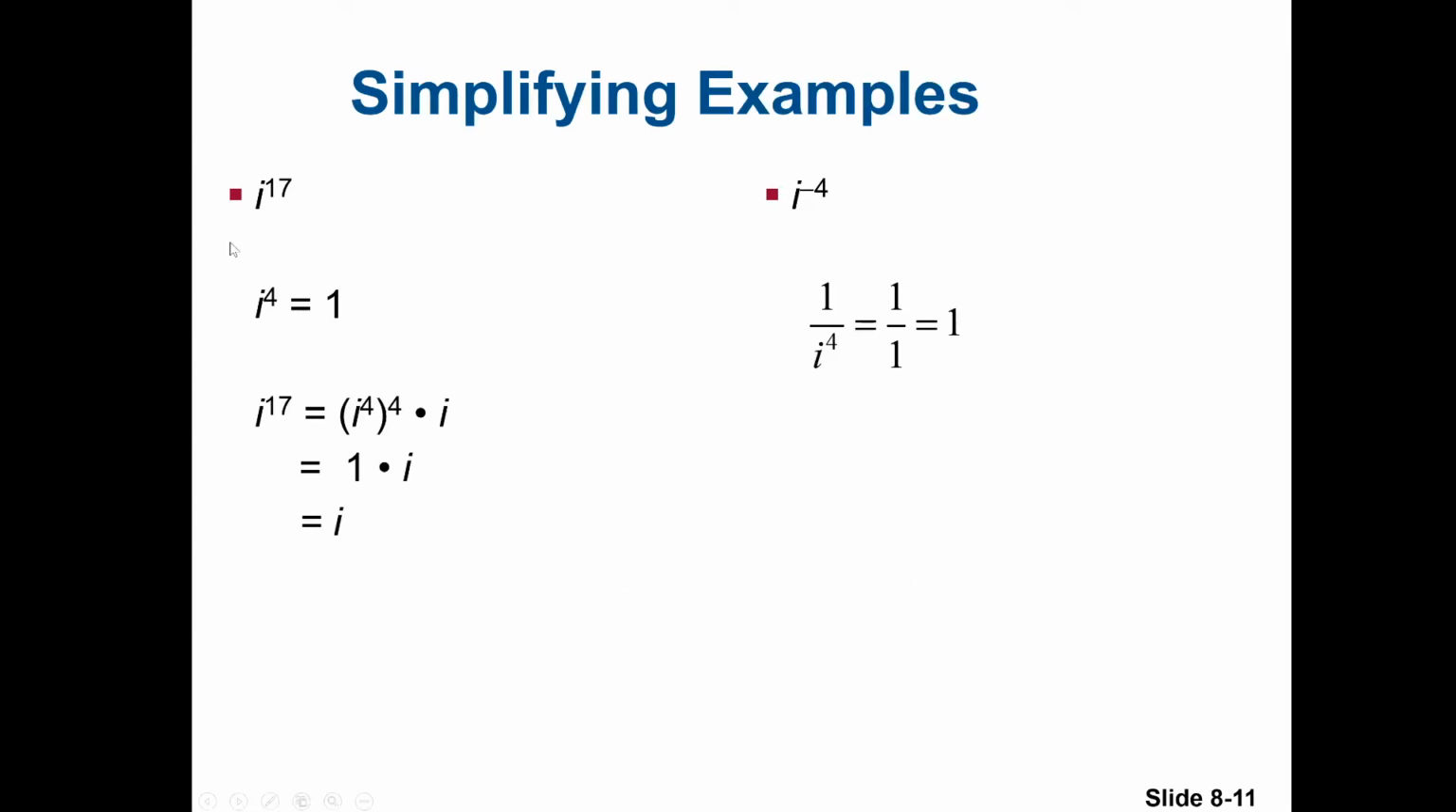So simplifying i to the power of 17, this one thing we notice, i to the power of 4 is 1, so we just split it into i to the power of 16, which is written as i to the power of 4 times 4, and then times i to the first power. Again, i to the power of 4 is 1, so 1 to the power of 4, that's 1. i, nothing we can do with that, so it's 1 times i, which is i. And then this one is 1 over i to the power of 4, which is 1 over 1, so that's 1.